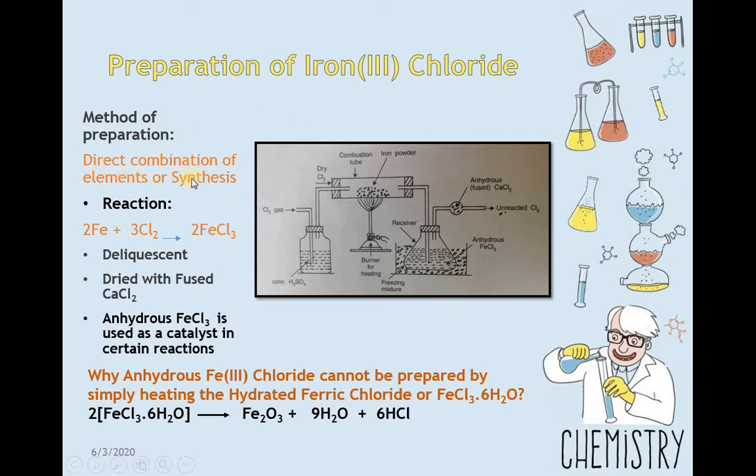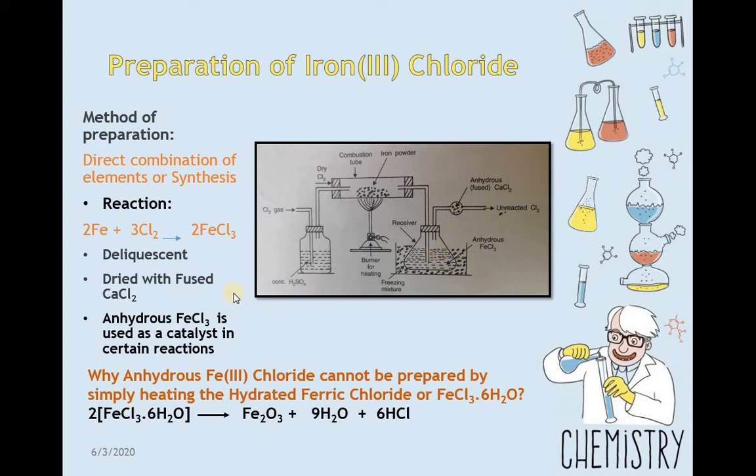This is done by the direct combination of elements, or synthesis. Powdered iron is taken in the combustion tube. The dry chlorine gas is passed through the combustion tube. The air inside the apparatus is expelled, and this dry chlorine gas is made dry by passing through the concentrated sulfuric acid over here. Iron turns red hot since the reaction is exothermic. Now this external heating is suspended. Iron 3 chloride is formed, which volatilizes and condenses in the receiver as a brown scale.